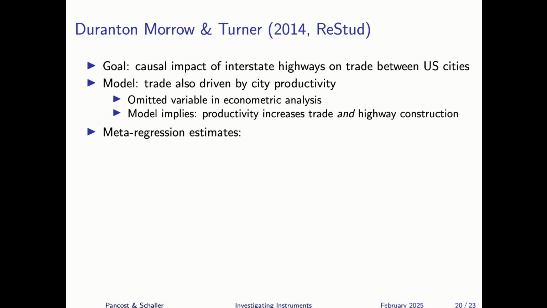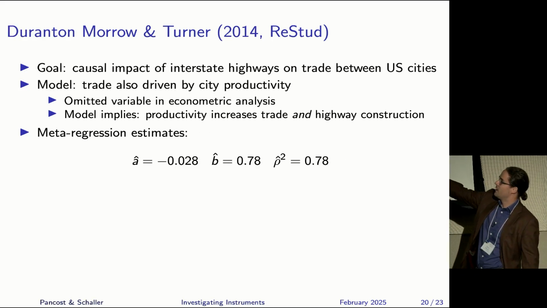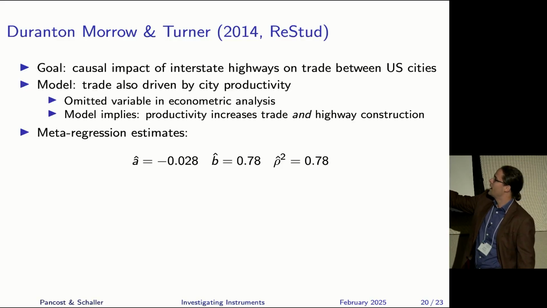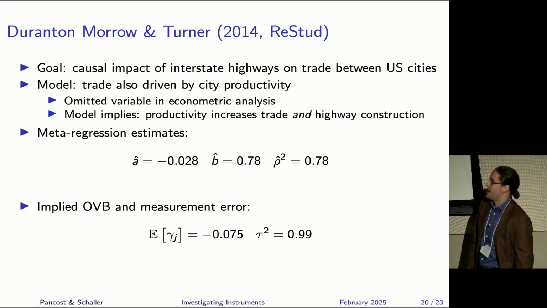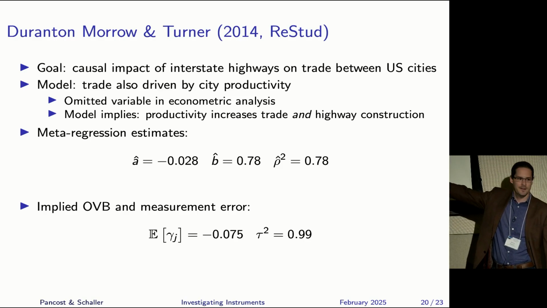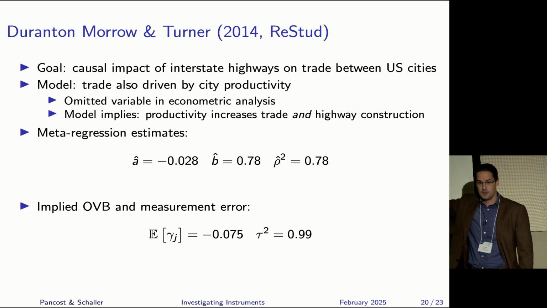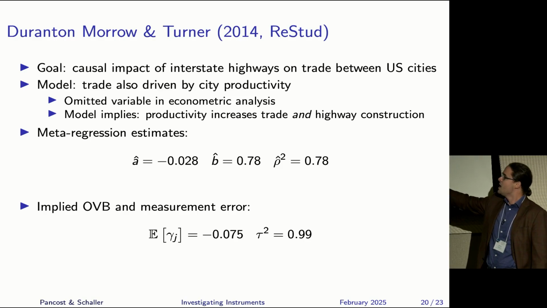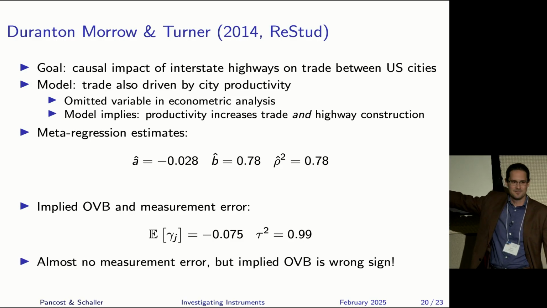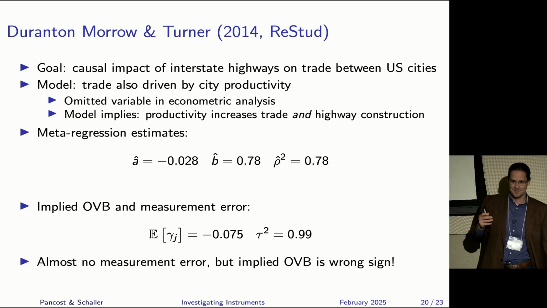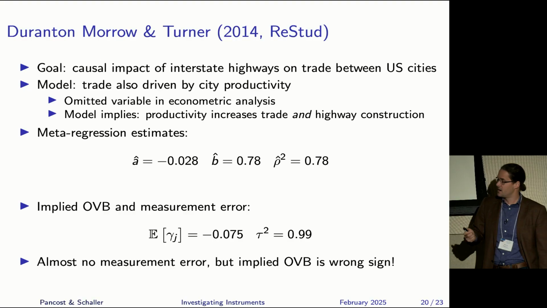When you run the meta-regression on their estimates, this is what we get: an intercept, a slope, and a rho hat squared. Look, these two are basically the same number. So tau squared, the implied measurement error, is almost 1. There's very little measurement error in this paper if you think the instrument is valid, but the omitted variable bias is negative, and it's very, very negative. I want to show you what I mean by very, very negative.